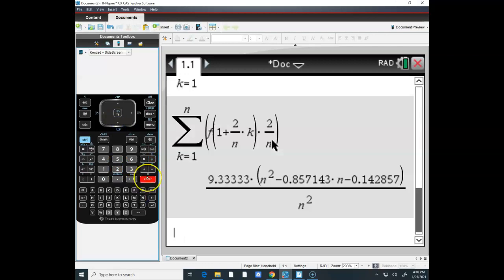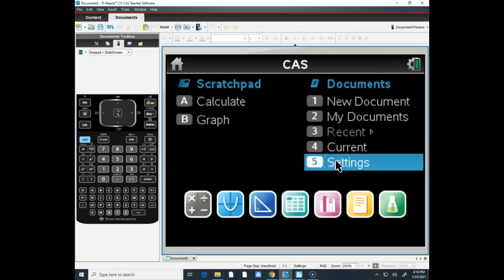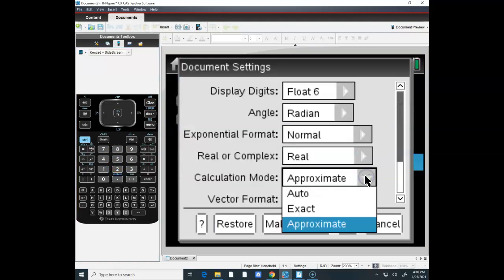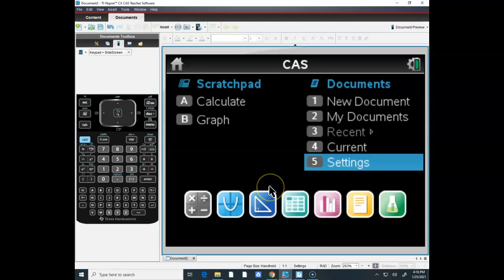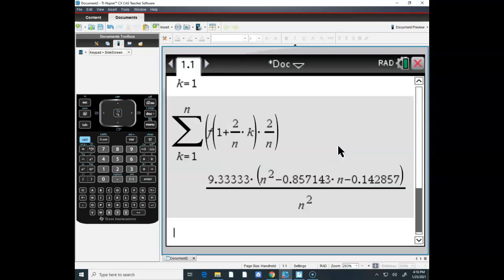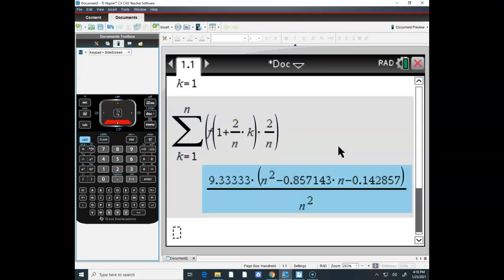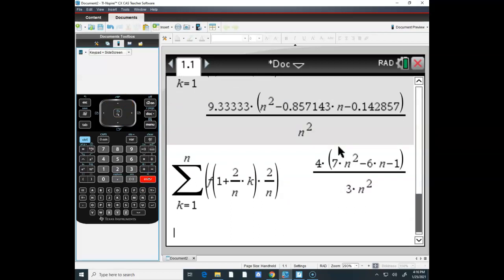What happens is I get a whole function. Oh, see, I didn't change mine. I'm not in exact mode. So I'm going to come back here and change my settings: number 5, my document settings, number 2, and go to my calculation mode. I want to be under exact, and I'm going to make that my default and say OK. Then I'm going to come back to my current, and come back up here, because this is a pretty ugly one to read. But if I'm in exact mode and I bring that down and hit exact, well, look at that. I get a rational function.